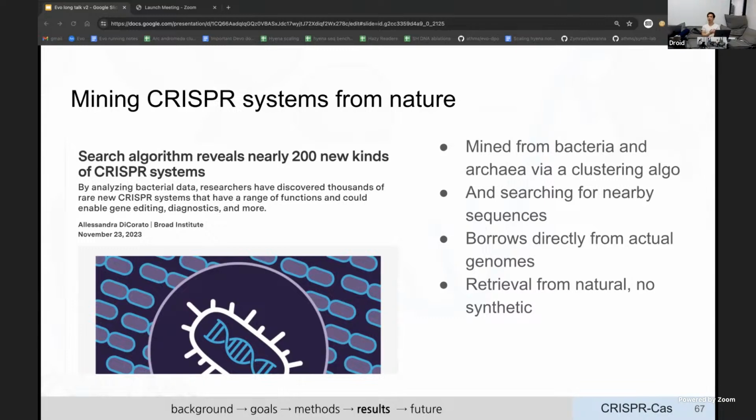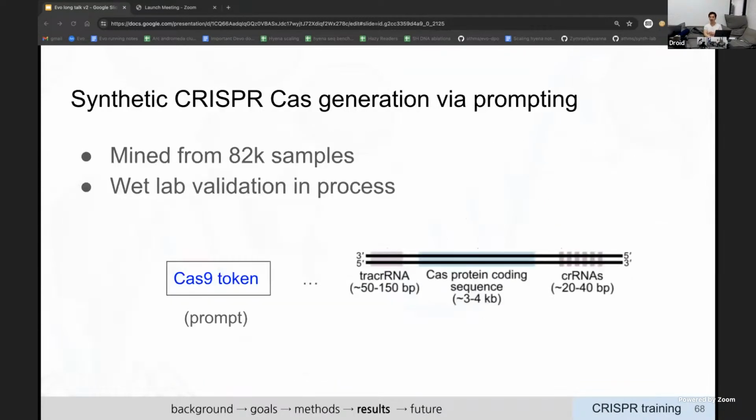What they did was look out for existing sequences in nature and bacteria, and then literally just grab and copy those sequences and test them to see if they had cutting ability. For us, we're going to try to instead learn the distribution of CRISPR systems in nature, and then try to sample from it, and ideally sample novel ones that are not found in nature. That's the goal, we'll hope.